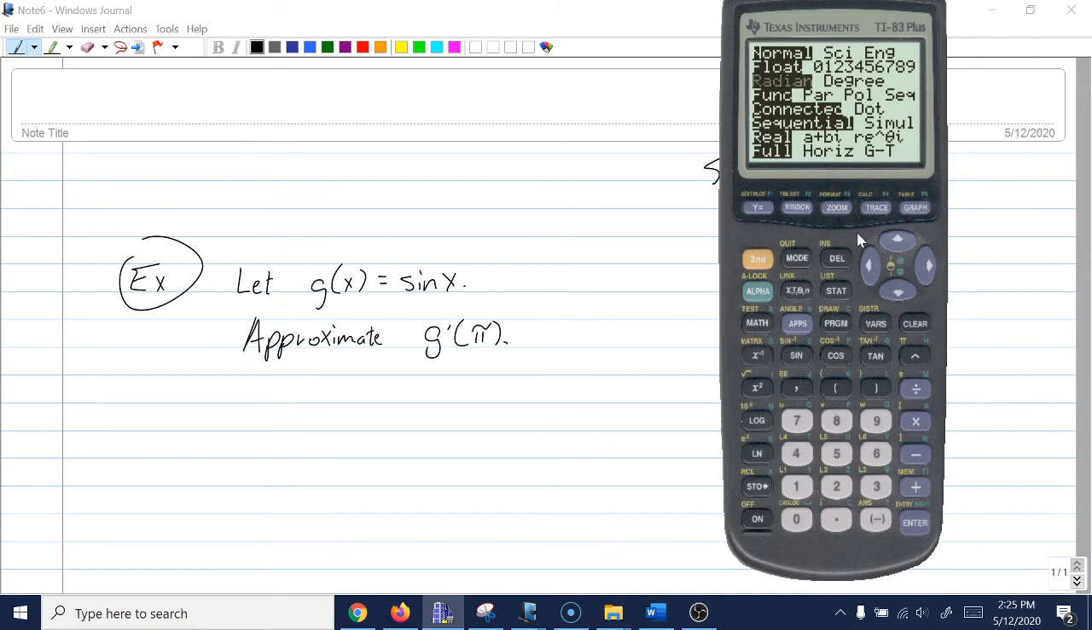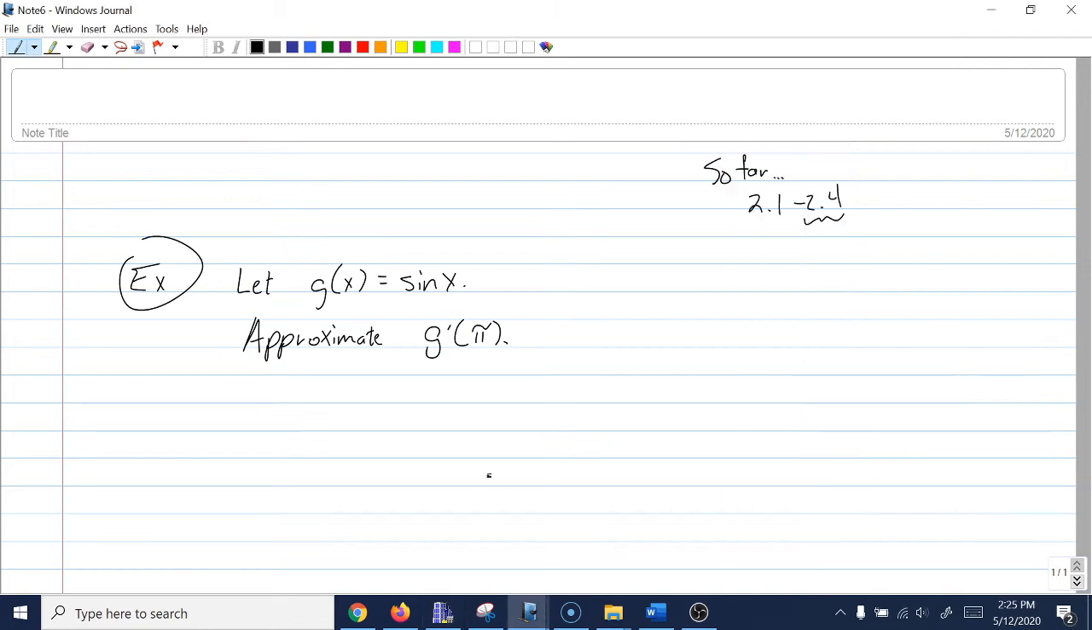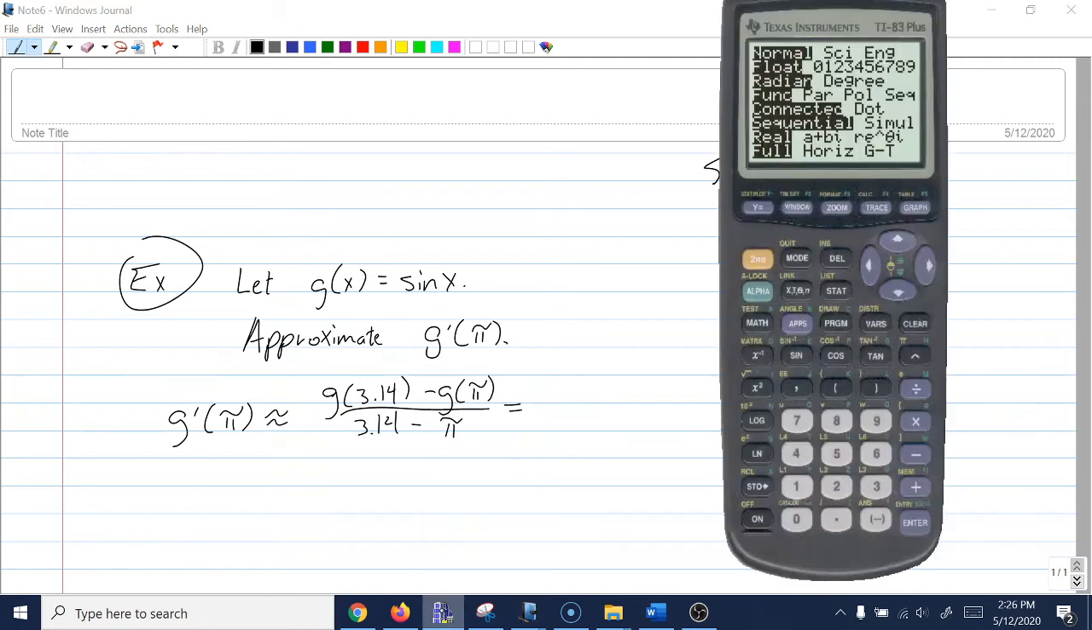To approximate g prime of pi, I need to pick a number very close to pi. 3.14 is a number pretty close to pi. Hey, if you didn't know, 3.14 is not equal to pi. g prime of pi is about g of a number very close to pi minus g of pi itself, divided by 3.14 minus pi. And I need to stick all this in my calculator.